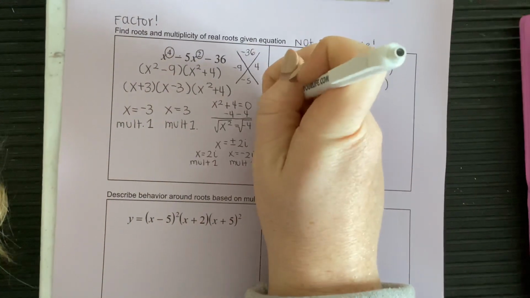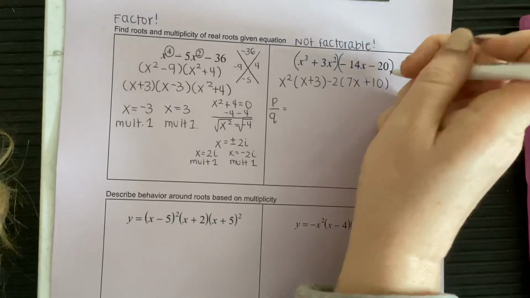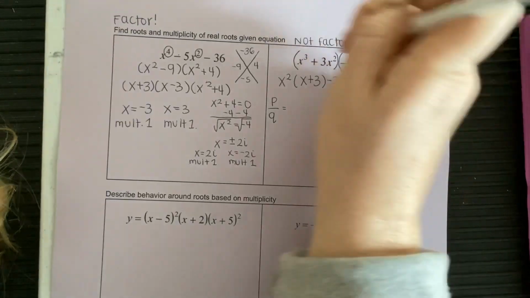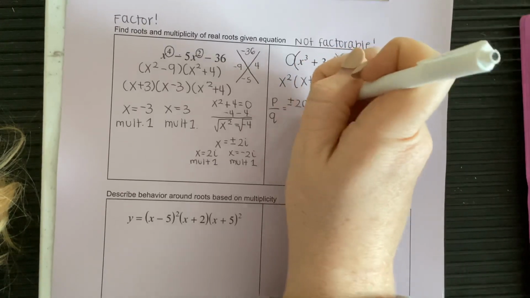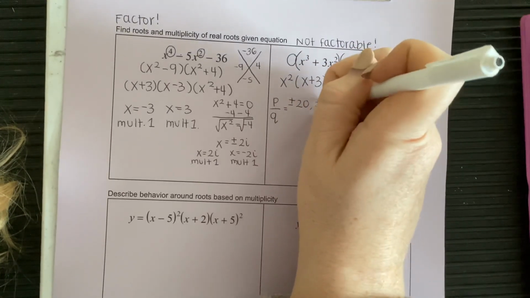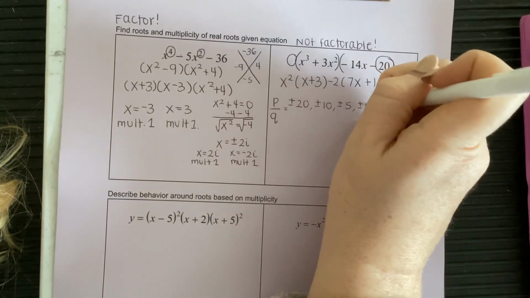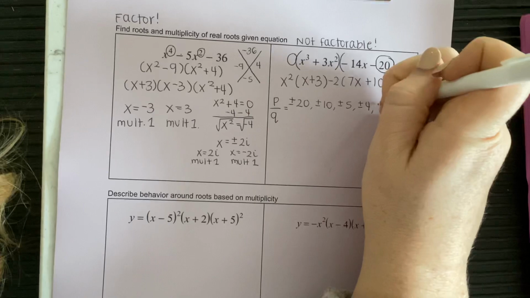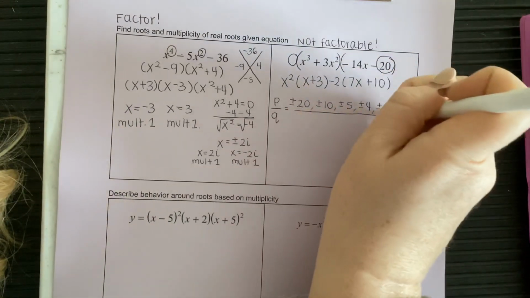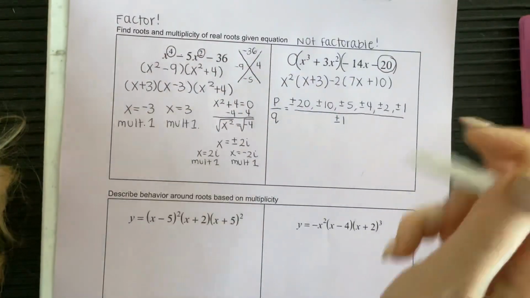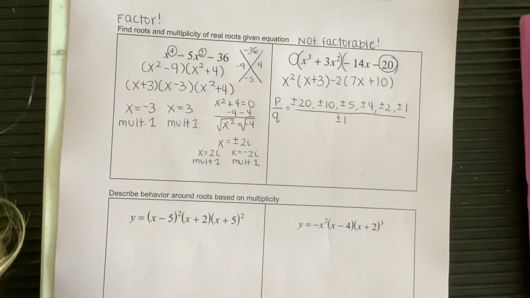I'll set it up for you, so if you want to try the rational root theorem to give yourself a little extra practice. It would be all the factors of 20 over all the factors of 1. So you'd have plus or minus 20, plus or minus 10, plus or minus 5, plus or minus 4, plus or minus 2, plus or minus 1, all over plus or minus 1, which obviously just gives you that these are all your combinations, and then you would use synthetic division to solve from there.